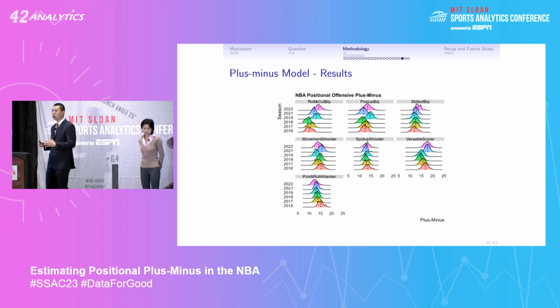So here we can draw the same offensive plus minus plot, but by offensive position. It becomes quite clear in the first graph that the roll and cut bigs' offensive plus minus has increased dramatically from 2016 to 2022 compared to other positions in this graph.